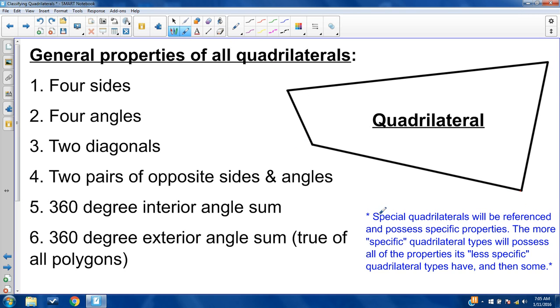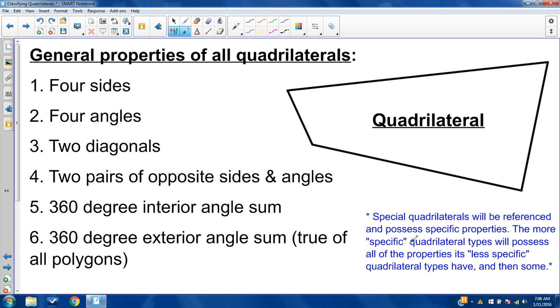Now, I have here asterisked in blue: special quadrilaterals will be referenced, and they will possess specific properties. I'm going to be listing 6 different, kind of 7, quadrilateral types during the next few sets of slides, with examples on how to solve for certain variables. The more specific quadrilateral types will possess all the properties its less specific quadrilateral types have, and then some.